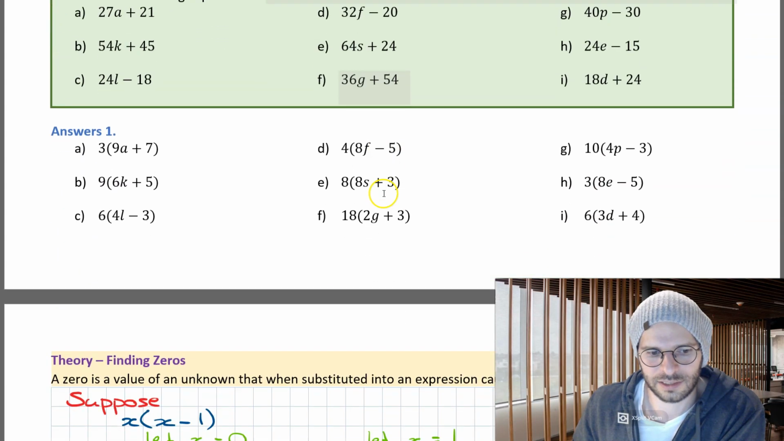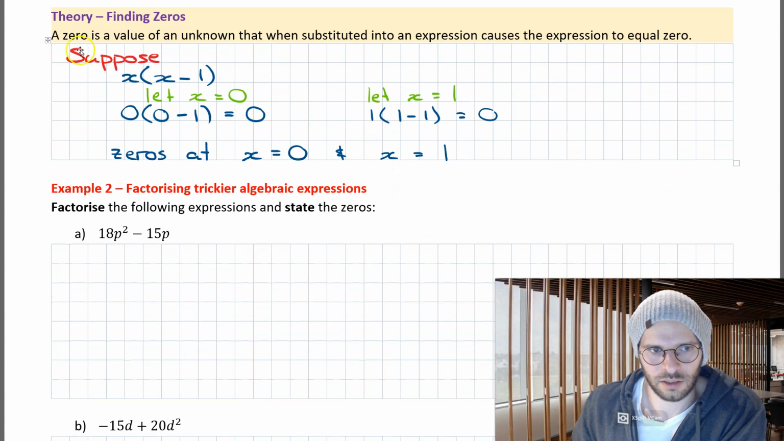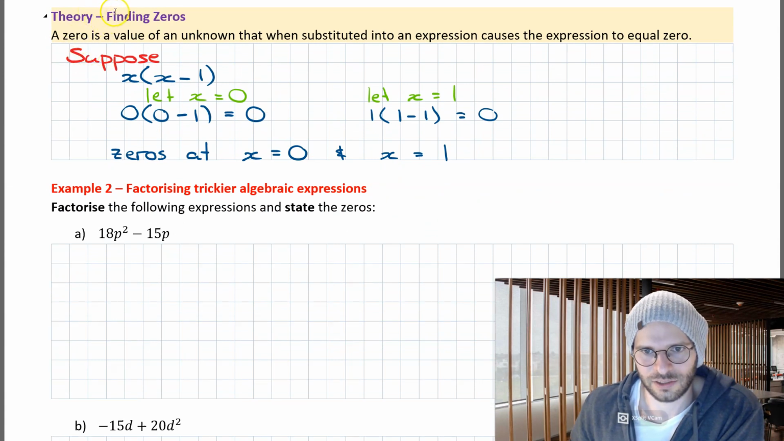Okay, let's have a look at how we can extend this knowledge. A zero is a value of an unknown that when substituted into an expression causes the expression to equal 0. So suppose we have the expression x multiplied by x take 1 and we want to make this expression here equal 0, there's two ways we can go about this. There's an x on the outside, and if we let that x over here equal 0, then the whole thing becomes 0. So 1 times 0 is 0.